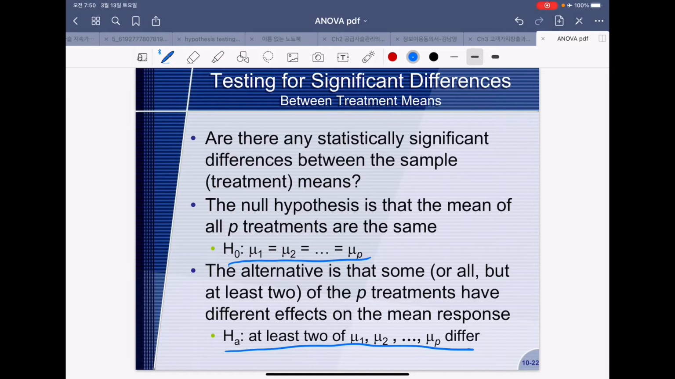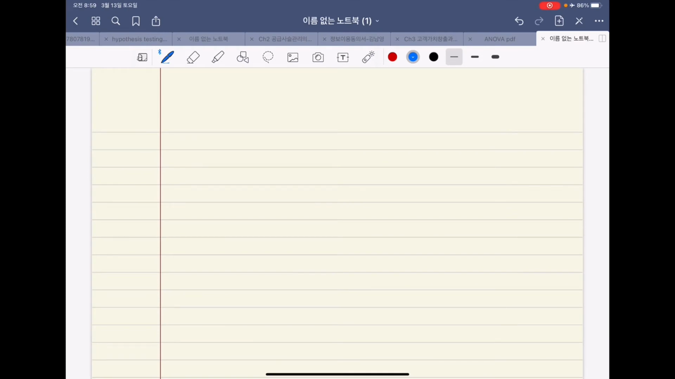Well, let me go to a note and then explain this. So let me explain about testing hypothesis. Suppose we have 3 groups. So we have a hypothesis like this, and the alternative hypothesis looks like this: at least 2 of these 3 means differ. This is the typical hypothesis for the ANOVA.